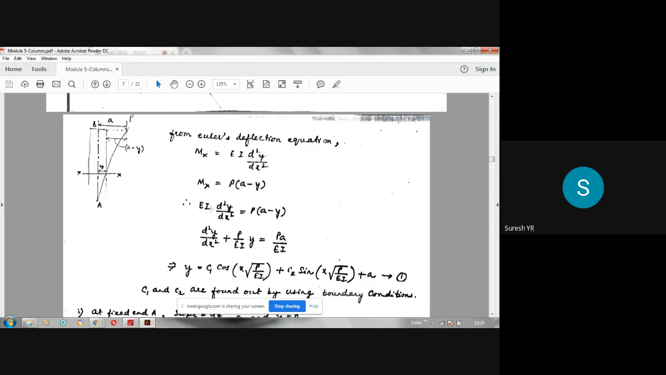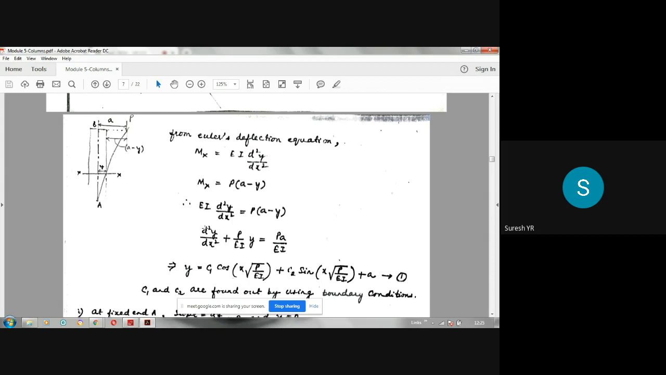Now simplify this. Bring this to this side, and you will get this equation. All this you have to write down in your notes so that it will be easy for you. Any one of these four derivations may be asked. Procedure is the same, only this Mx term will be different. Figure will be different, but in the figure you have to show the boundary conditions and support conditions for the given case. Then the moment expression is different, then the solution will be different.